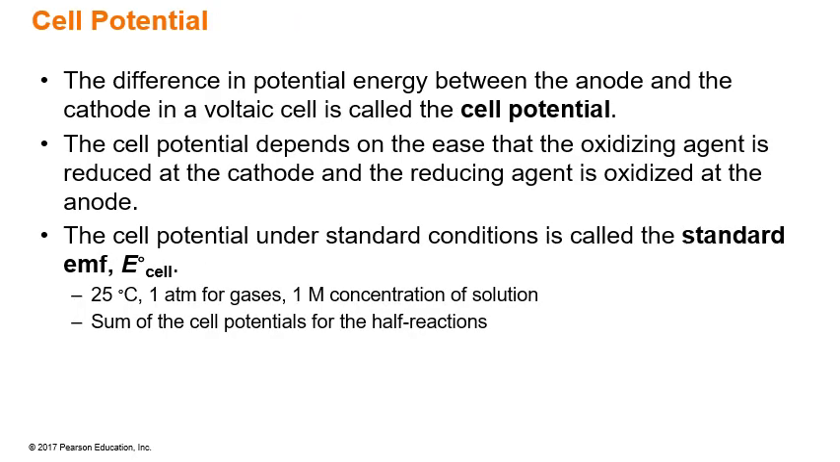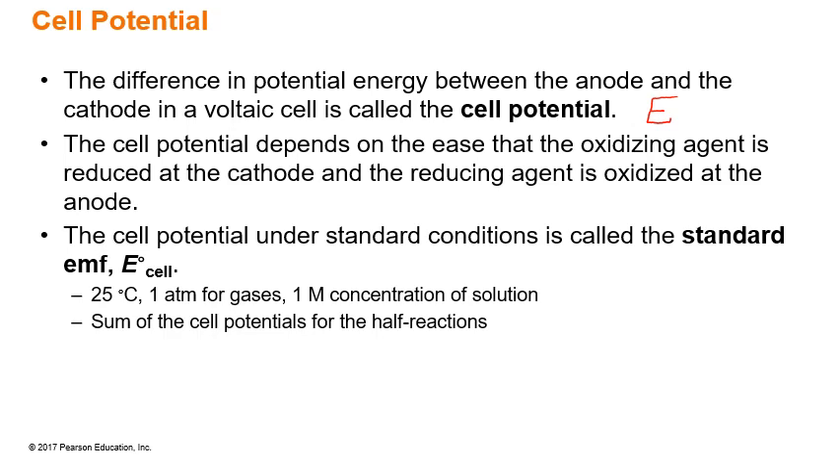When we measure a cell potential, that is the difference in potential energy between the anode and the cathode of a voltaic cell. So voltaic, remember, are spontaneous cells. And that cell potential is usually represented by an E. So a voltage reading that is E. It depends on how easy it is for the oxidizing agent to be reduced at the cathode and the reducing agent to be oxidized at the anode. So it depends what materials your cell is made out of as to what that standard cell potential is going to be.